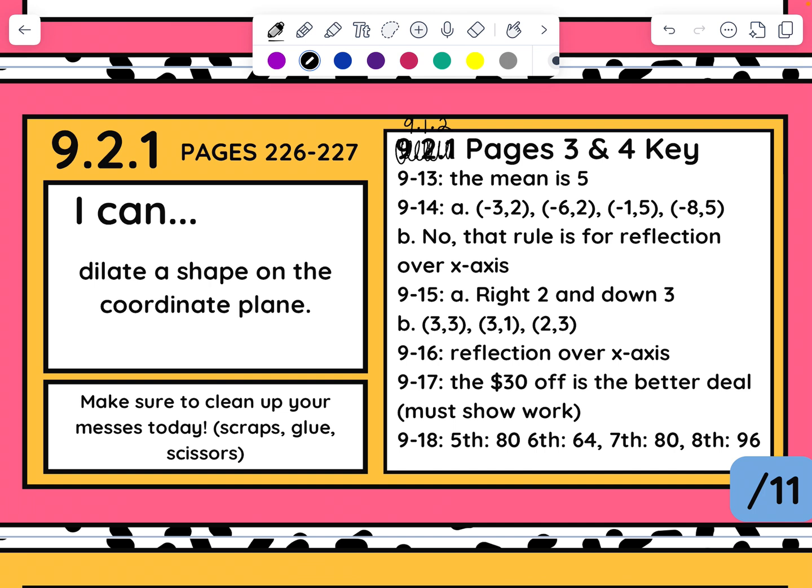This is the answer key for yesterday's homework, 9.1.2 on pages 3 and 4. Pause this, grade yourself out of 11, make sure it's on your green sheet, make sure you show your work, and then resume the video.